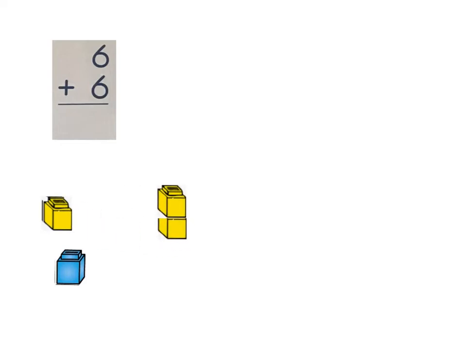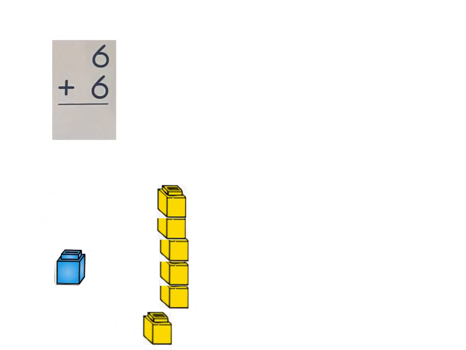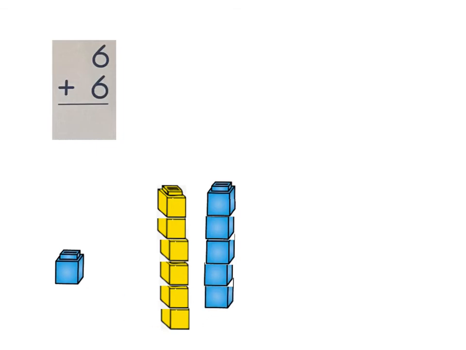1, 2, 3, 4, 5, 6. And what's the second number? It's also a 6. So we're going to represent that using the blue. 1, 2, 3, 4, 5, 6. All right, what do we notice about the towers? They're both the same height because they are both the same number of linking cubes.